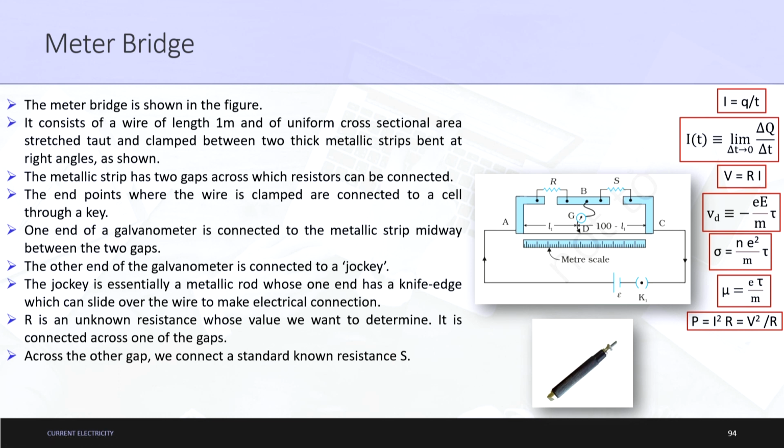As the name suggests, meter here means a scale of a meter length, that is, 1 meter, which is nothing but 100 centimeters, being utilized and put to use for the balance condition to take place.